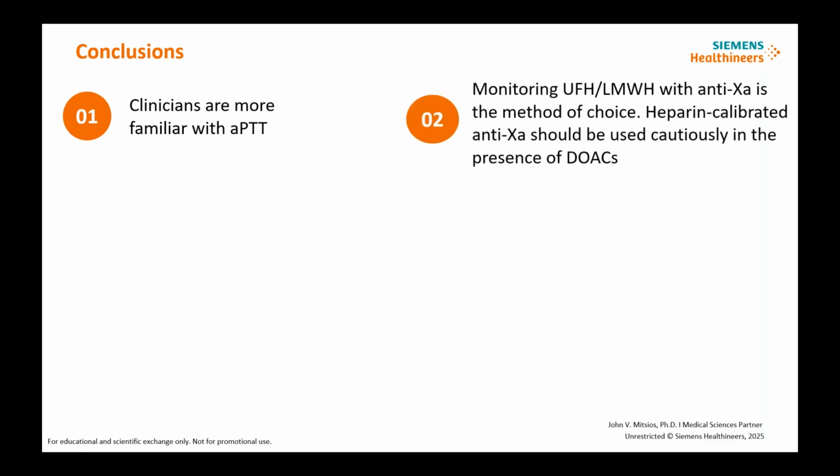When monitoring unfractionated and low molecular weight heparin, yes, anti-10A is the method of choice. But of course, if you're using heparin calibrated anti-10A, you should be cautious when assessing the presence or absence of a DOAC, right? Because we need to know, has the patient been on another anti-10A heparin or unfractionated? And that's why it's important to transition to using DOAC calibrated anti-10A assays.